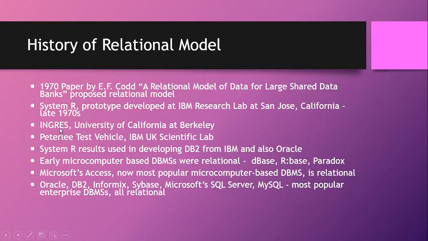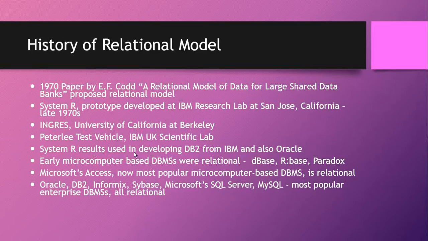The next project was INGRES, the Interactive Graphics Retrieval System project at the University of California at Berkeley. They also focused on all the objectives that were presented by System R, and it proved to be excellent research for the relational database model. The next research was the Peterlee Relational Test Vehicle at the IBM UK Scientific Lab. This project was mostly focused on theoretical orientation, more than the previous two.